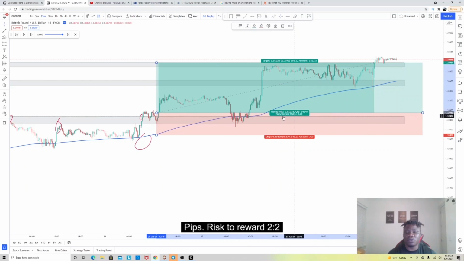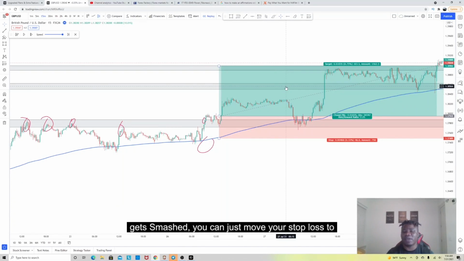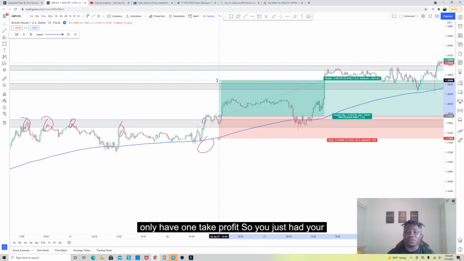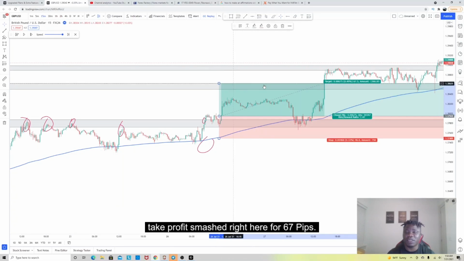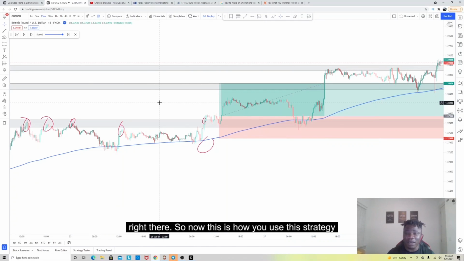Risk to reward 2:2. Now after your first take profit gets smashed, you can just move your stop loss to your entry price. That way you'll be in a risk-free trade. That's if you're using two take profits. But if you only had one take profit, you just had your take profit smashed right here for 67 pips. So this is how you use this strategy for a buy trade.